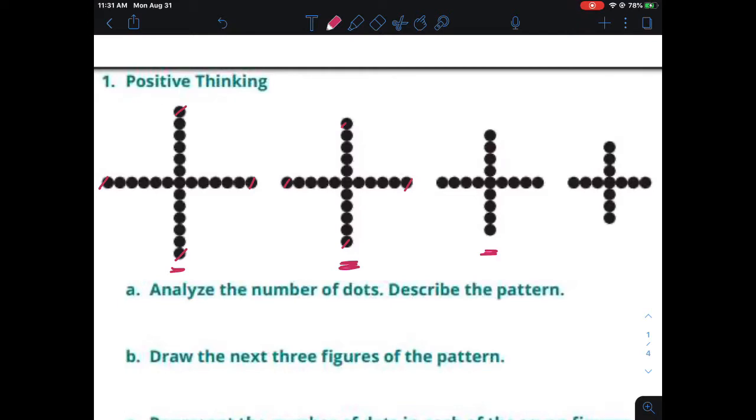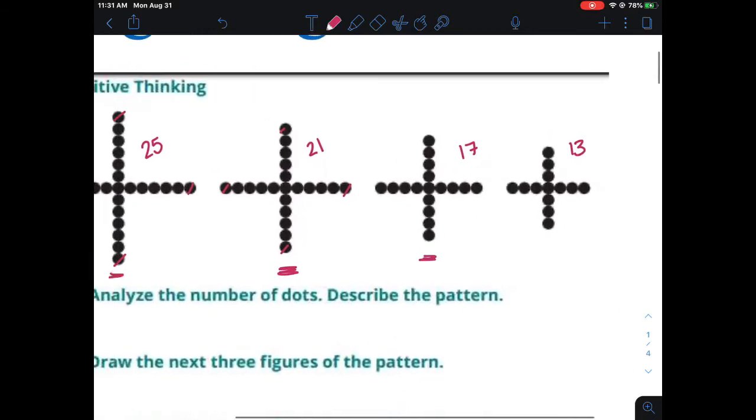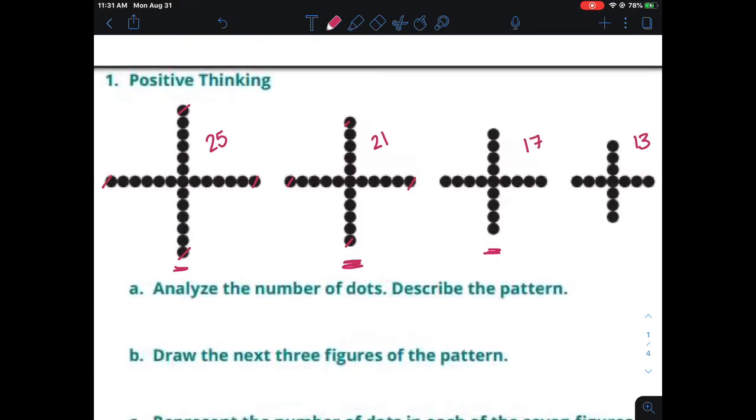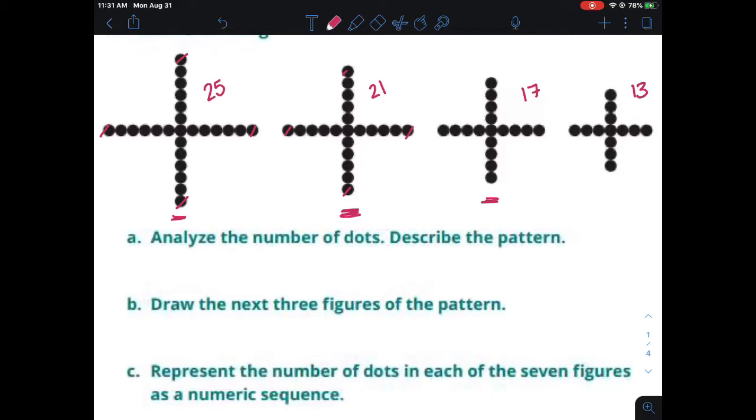If you were looking at it maybe from a numbers standpoint, this picture had 25 dots, this one had 21 dots, 17 dots, 13 dots. So each picture had 4 fewer dots than the one before it. So however you wanted to describe that pattern, write that in for part A. I said each figure has 4 fewer dots than the one before it.